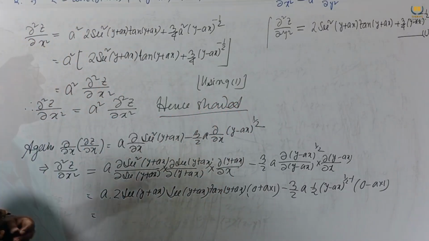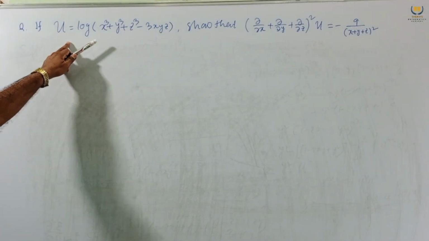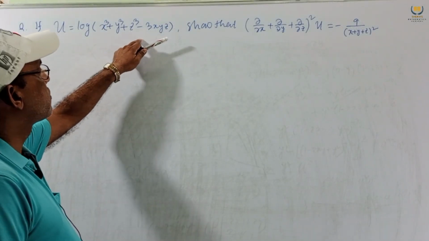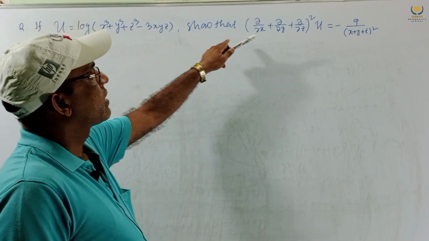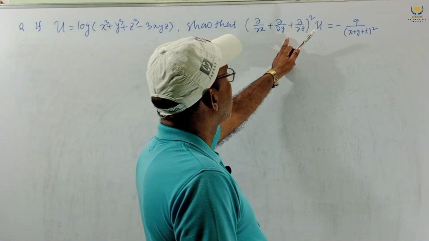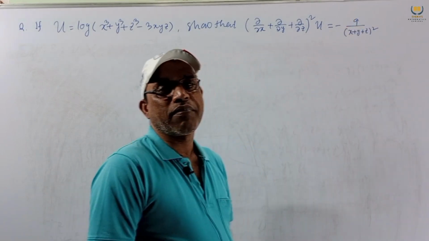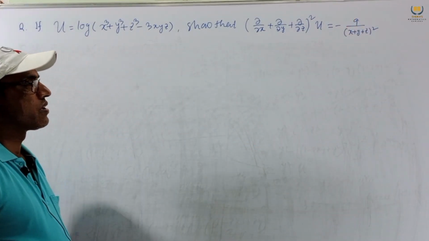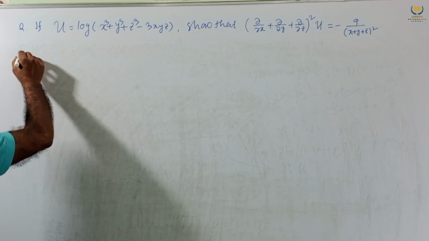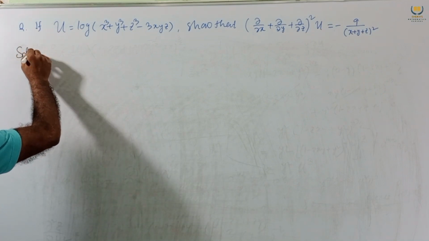The problem: if u equals log(x³ + y³ + z³ - 3xyz), show that (∂/∂x + ∂/∂y + ∂/∂z)² u equals -9/(x + y + z)². We have to show this. Now we start this problem.